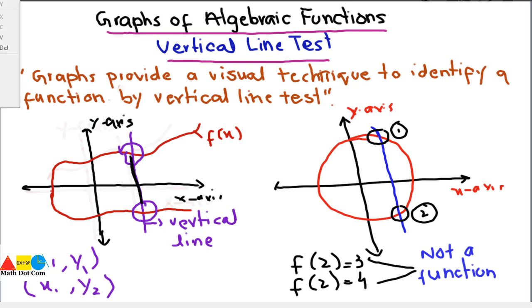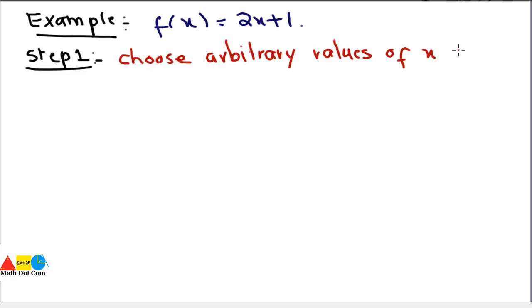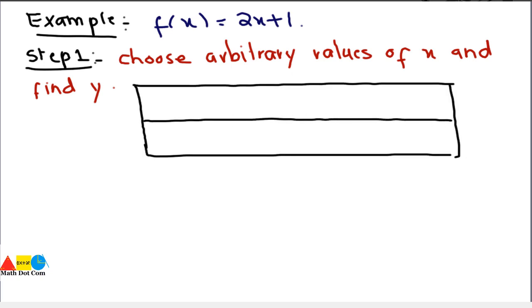Let's have an example. Let's plot a graph of a function so that you can have a clear concept. We have an example of a function, f of x is equal to 2x plus 1. Now how can we plot the graph of this function? So step 1 is to choose arbitrary values of x and find y corresponding to that. For that, let's make a table of values like this, where we have inputs at one side and the outputs at the other.